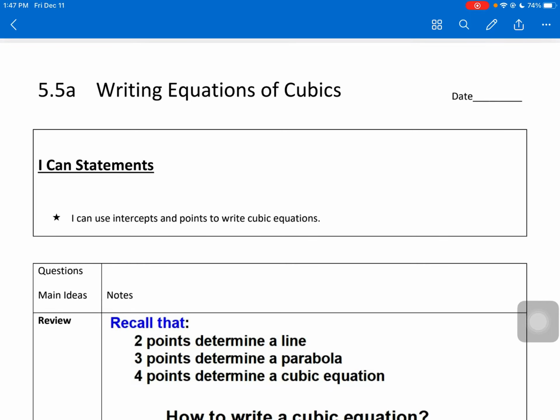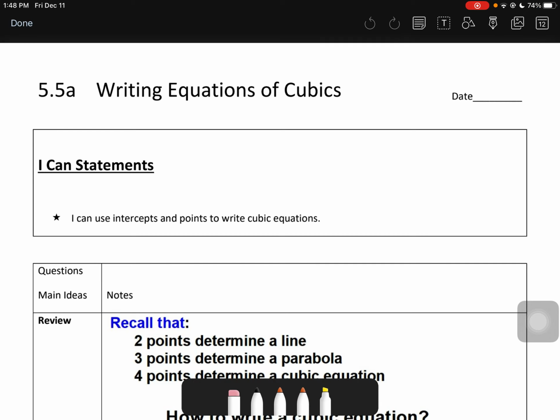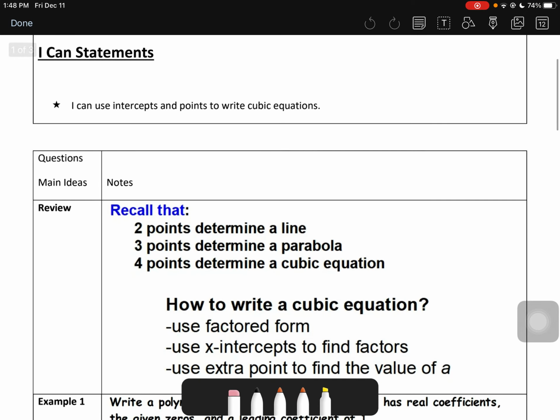In this lesson, we are going to be writing equations of cubic functions. If we recall from previous courses, 2 points determine a line so that we can connect them together to create our line. 3 points determine a parabola because we need to get that general shape. And 4 points would determine a cubic function because, again, we need to get that general shape.